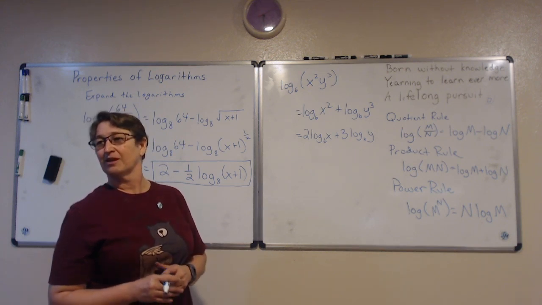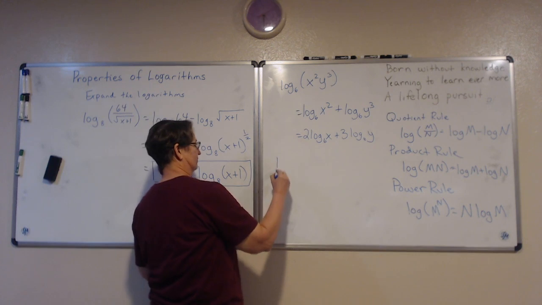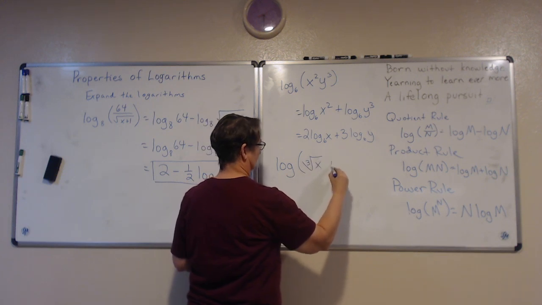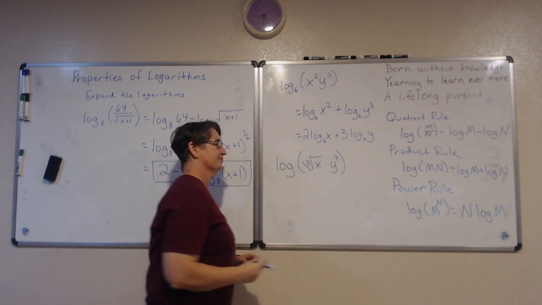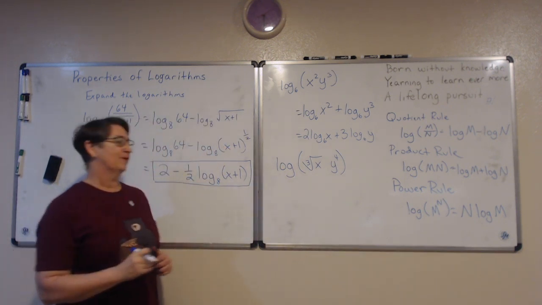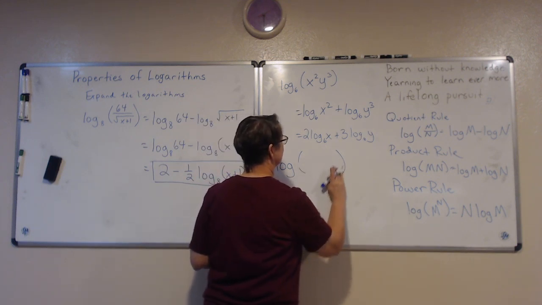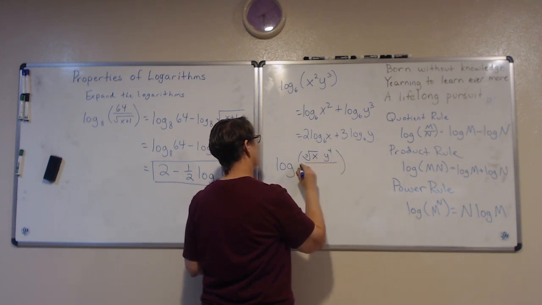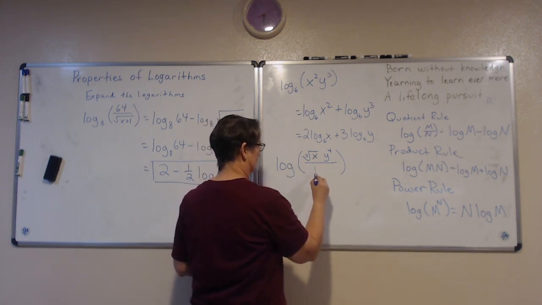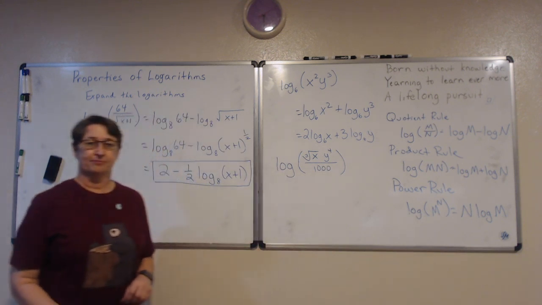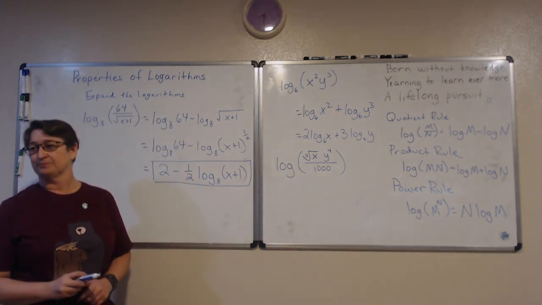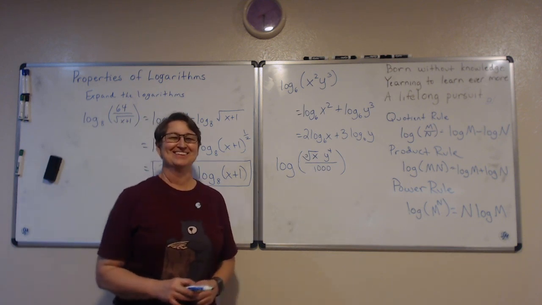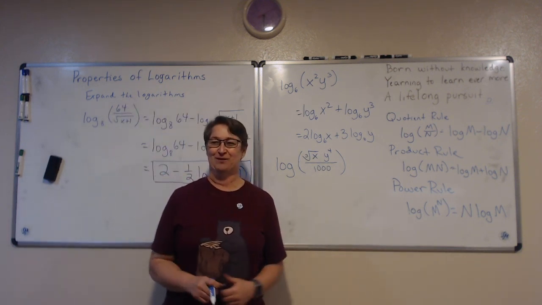All right, how about this one? Maybe I'll make it harder. Let's do this. I bet you can do this. The cubed root of x times y to the 4th all over, let's put it over something fun like 1,000. Challenging. If you can do this one, you're in good shape.